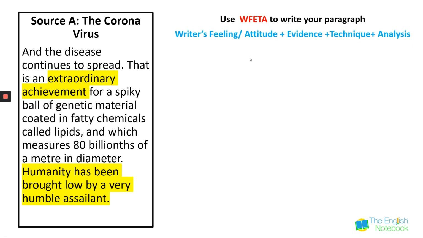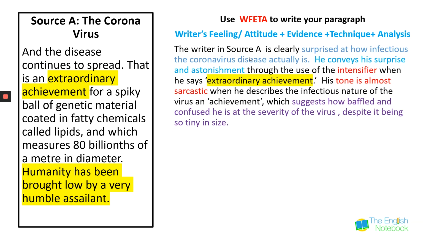Like I said to you, it's the writer's feelings, the evidence, the technique, and then the analysis. This is what I've written, and I've color-coded it so you can see. Firstly, the writer's feelings in blue. Then the technique or the method in red. The evidence is highlighted in yellow. And then a bit of analysis in purple, as you can see.